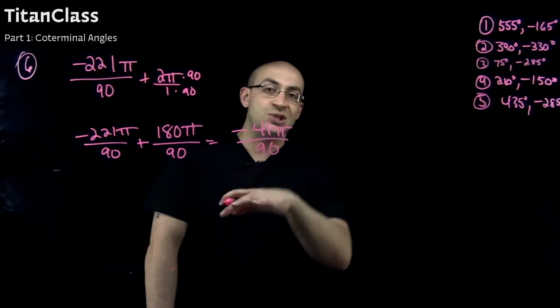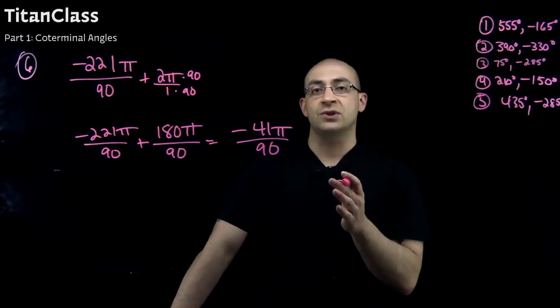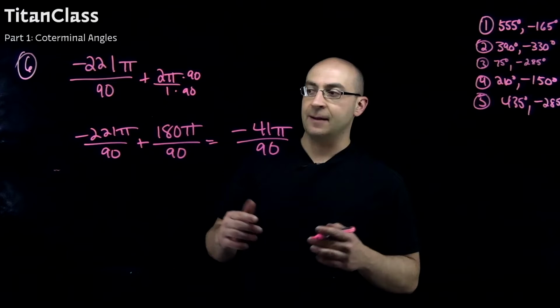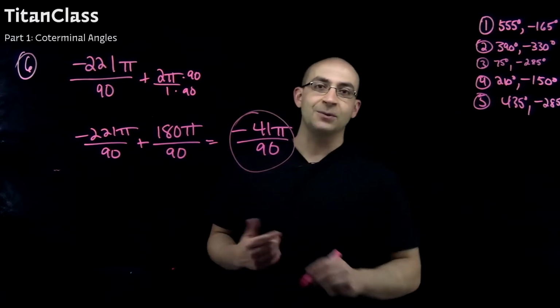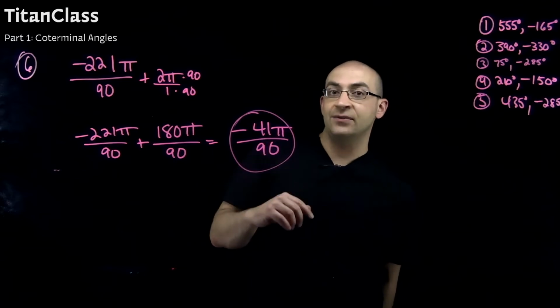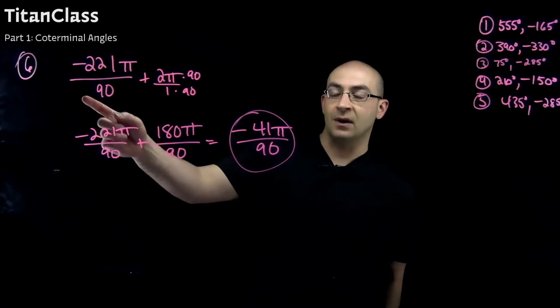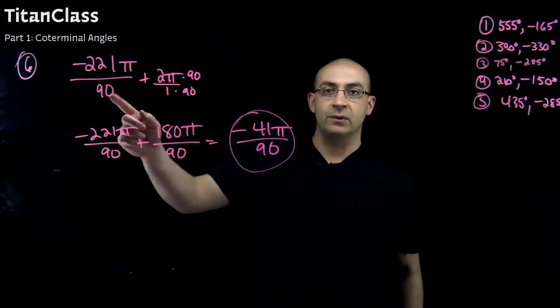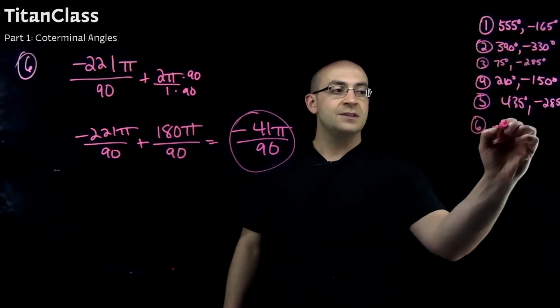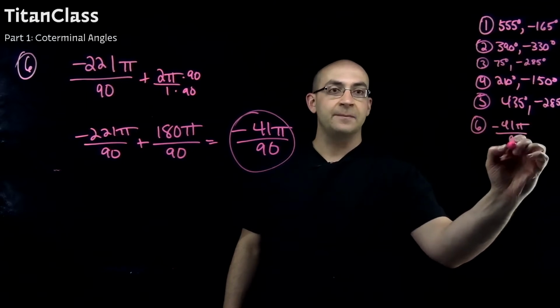We would need to do this again to get a positive coterminal. But look at what we ended up doing, kind of matter-of-factly, coincidentally. I ended up getting another negative coterminal. So negative 41 pi over 90 is the negative coterminal angle I'm looking for from the original, negative 221 pi over 90. So my negative angle is this. It's negative 41 pi over 90.